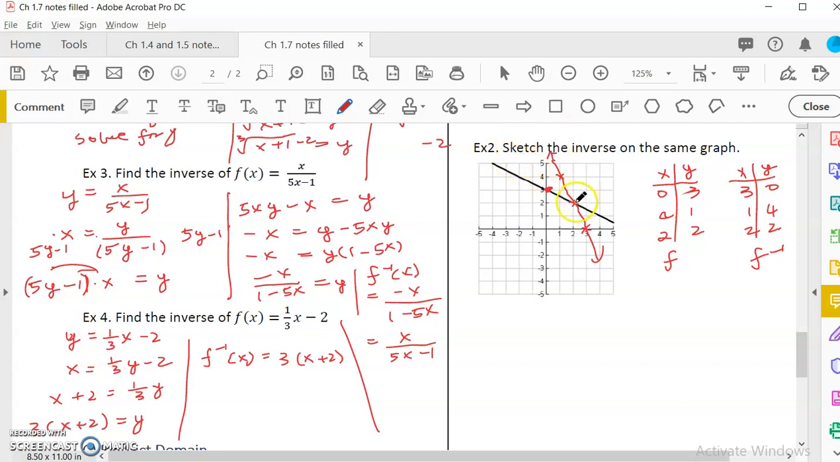So although you don't know the formula, you can draw it if you can find some points, and you can see that it is symmetrical over the x equal to y line. So that is all of 1.7.